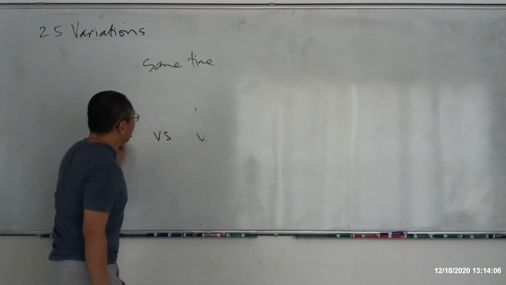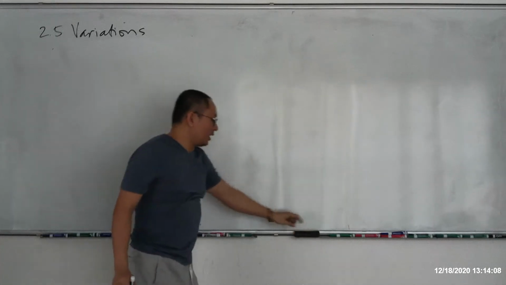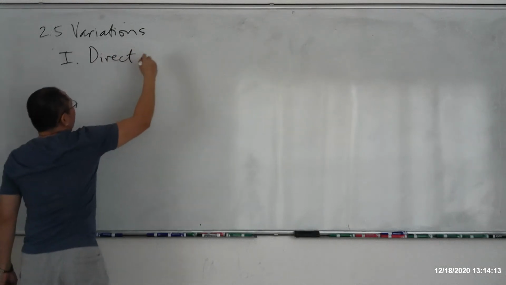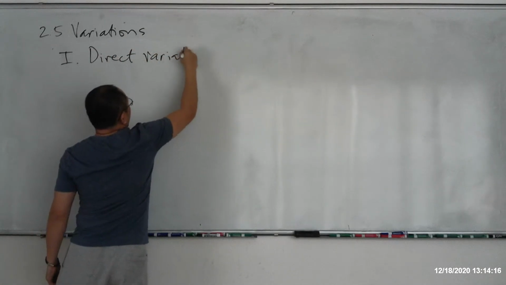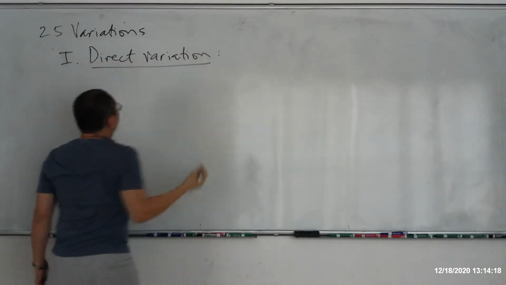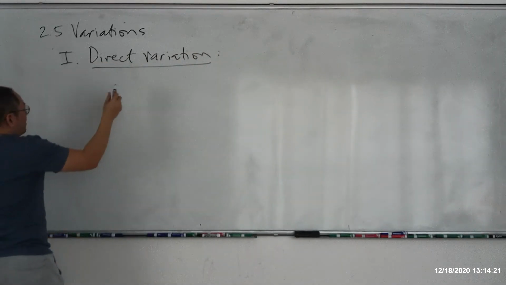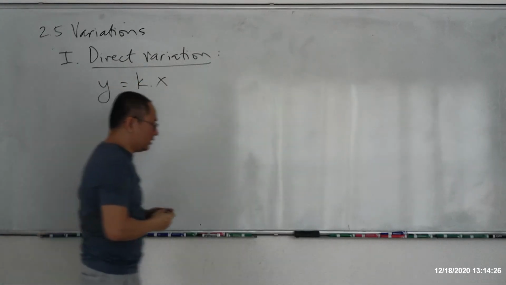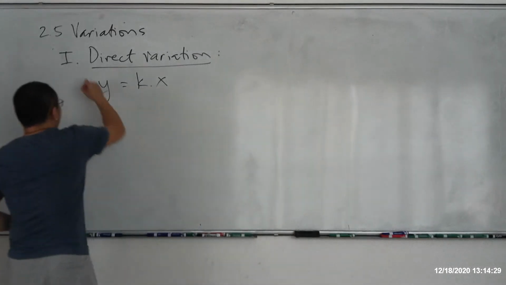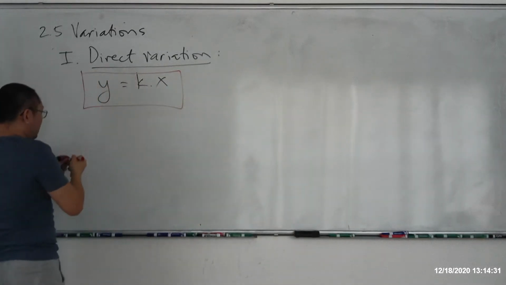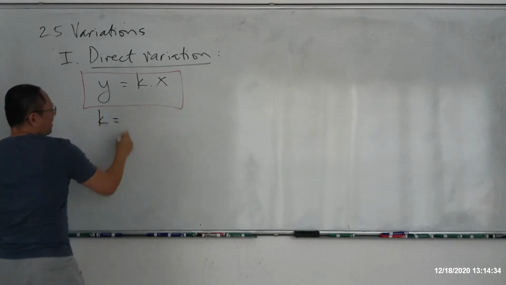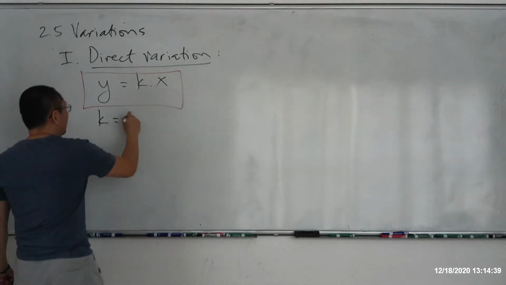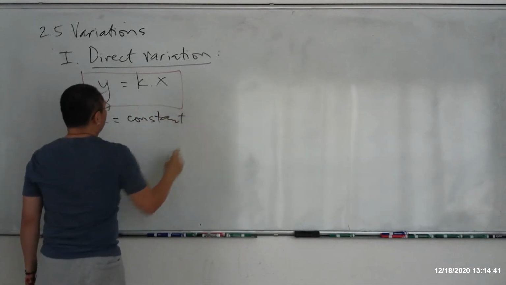Okay, now let's try to formalize what we were just talking about. First one, direct variation. In math we just use x, y, z for variables. So I got y equal to k times x, and this is the general formula for a direct variation, where k is a constant. It's called the proportionality constant. k is just a constant anyway, and x and y are variables.